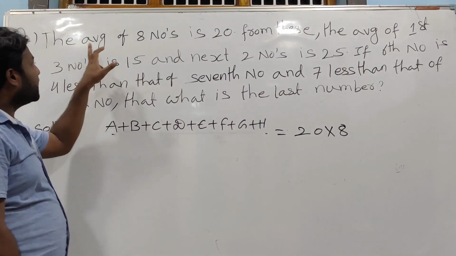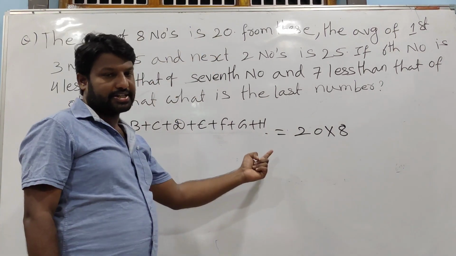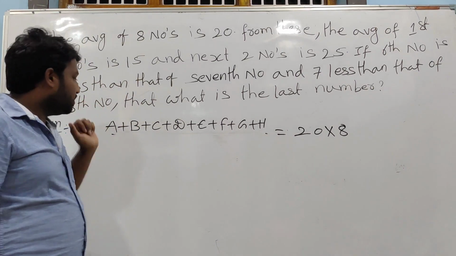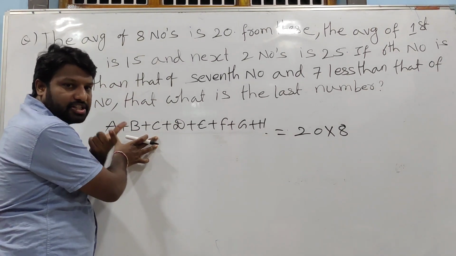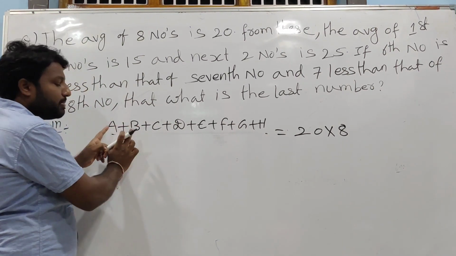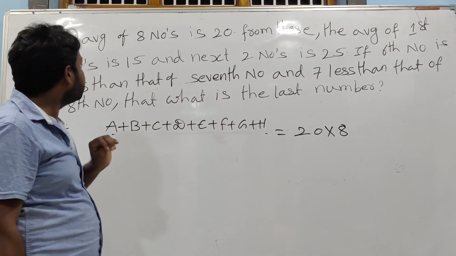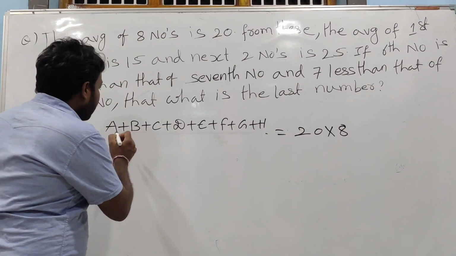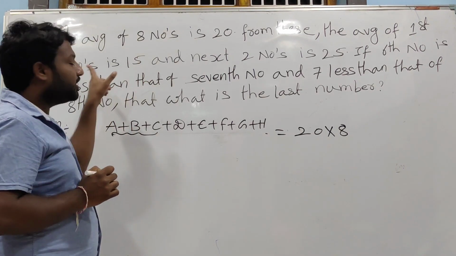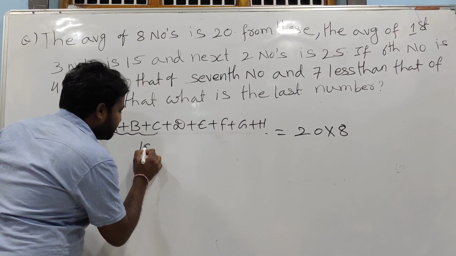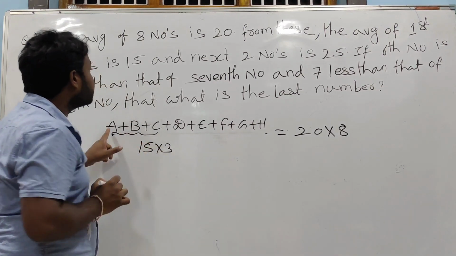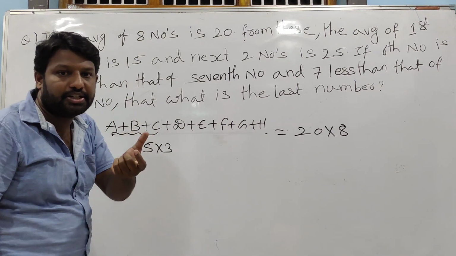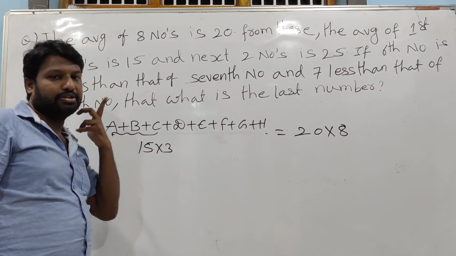Now they have given the condition that from these 8 numbers, the average of first 3 numbers is 15. So what will be the sum? Sum is nothing but average into number of observations. Here average is 15 and number of observations is 3. So first 3 sum will become 15 into 3. So I am writing here A plus B plus C as 15 into 3.